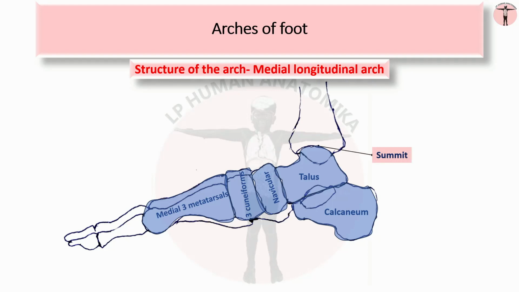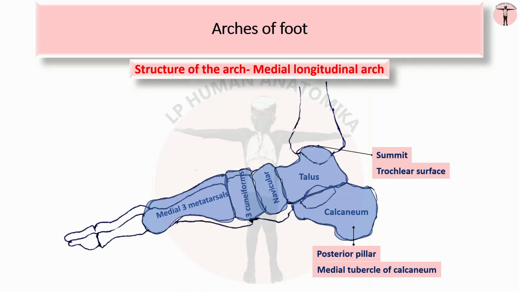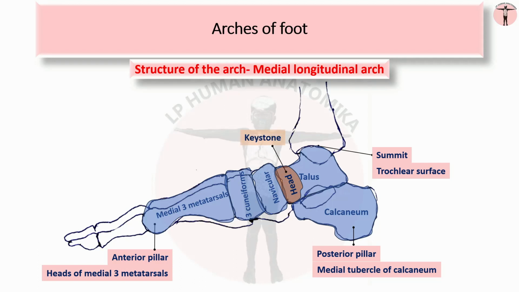The summit of the arch is the point which is at a higher place and is formed by trochlear upper surface of the talus. The posterior pillar is formed by medial tubercle of the calcaneum. The anterior pillar is formed by the heads of medial 3 metatarsal bones. The most vulnerable part of the medial arch is represented by the head of the talus, which acts as the keystone.